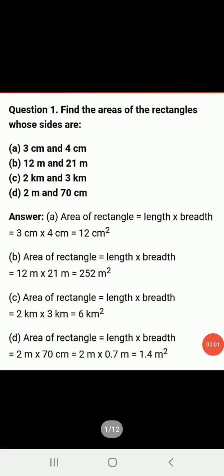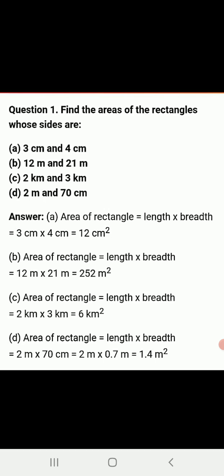Hello children, now let us discuss exercise 10.3. Here we are going to discuss the area of various regular shaped figures and irregular too in one or two cases. So first, area of a rectangle, we are going to work on it.